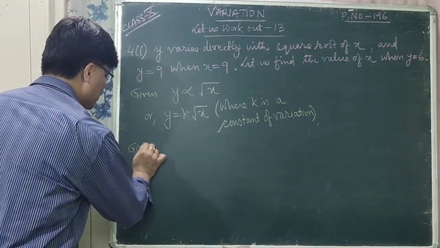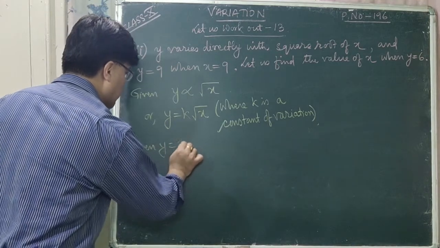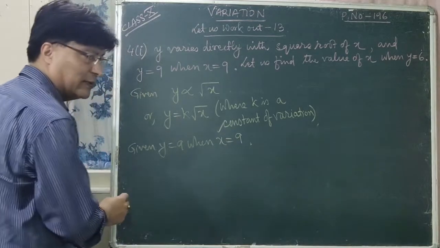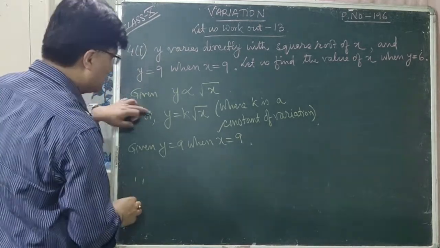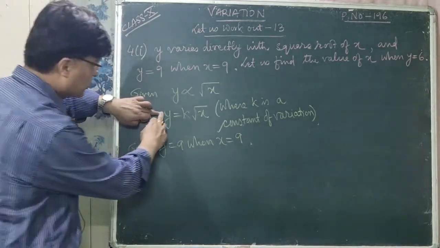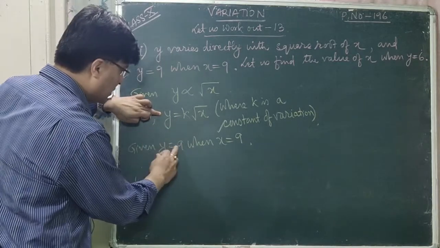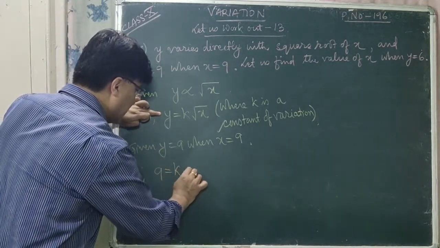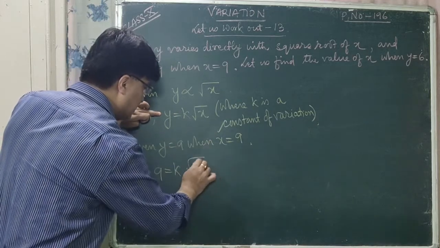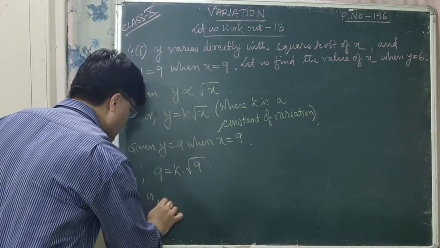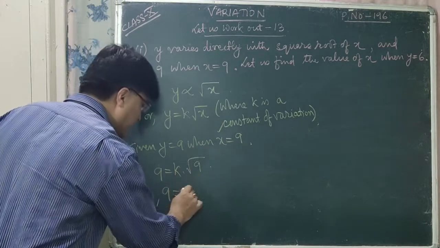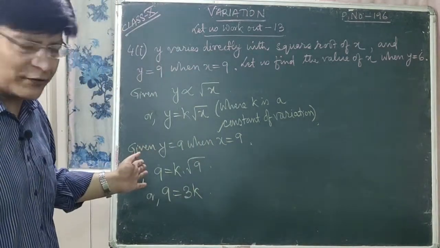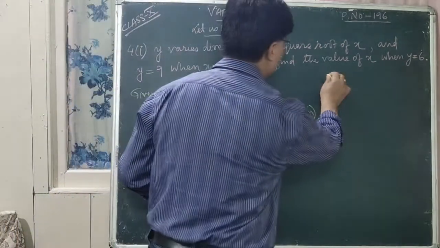Given y is equal to 9 when x is equal to 9. Okay? So let us put these values in this relation. So this is the relation here. What is the value for y? 9. 9 is equal to k into root over, what is x here? It is 9. Or 9 is equal to, what is the square root of 9? That is 3. This is your 3k. Is it clear to all of you? So we can get the value for k here.